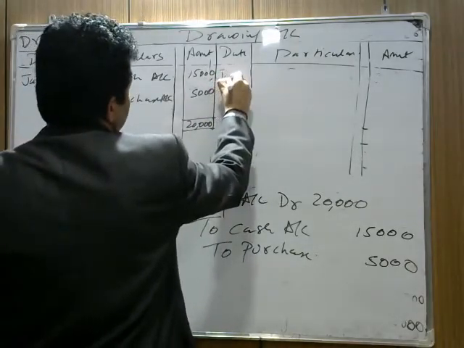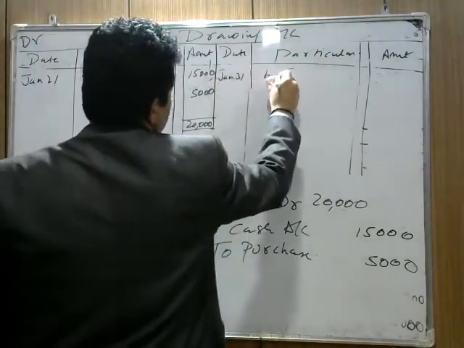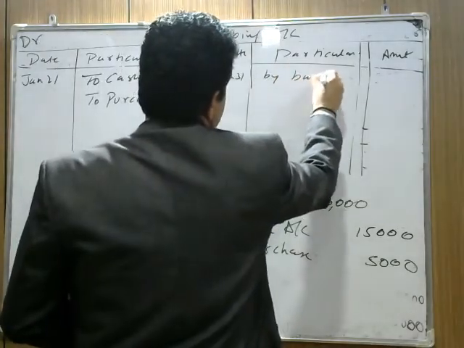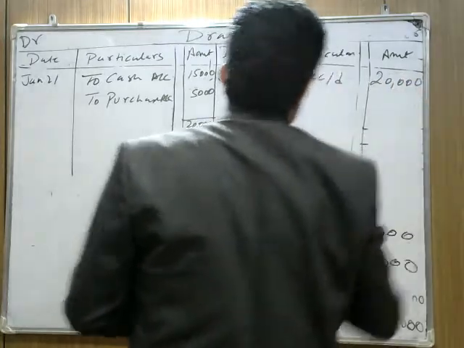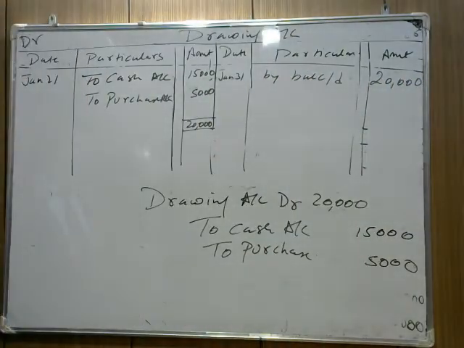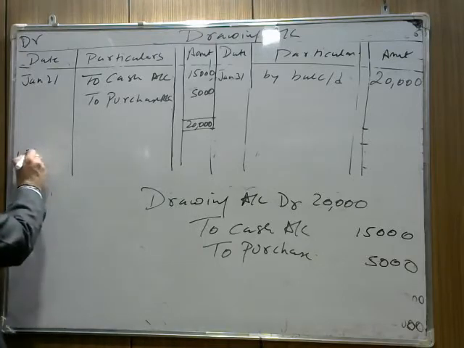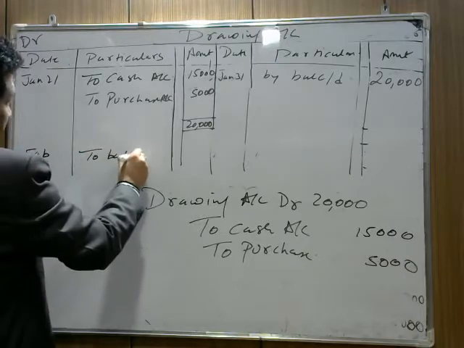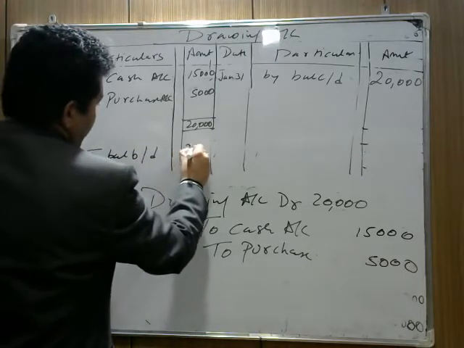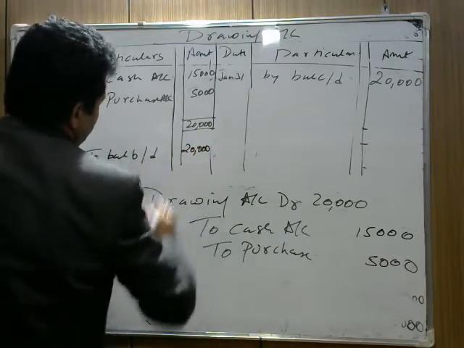So we write Jan 31st, last date of the month, by balance carried down. It's 20,000. And here we write the closing for January. Jan closing is the opening for Feb. To write first Feb, write here To balance brought down and it's coming 20,000. That's how we do the balancing.